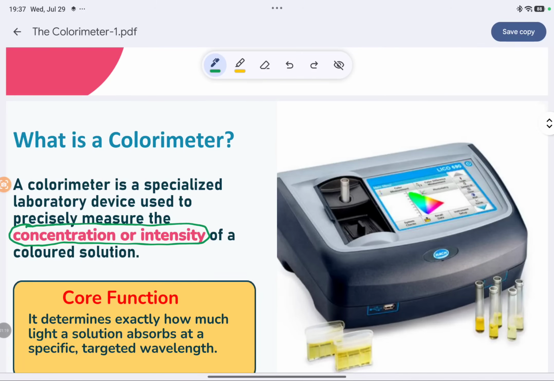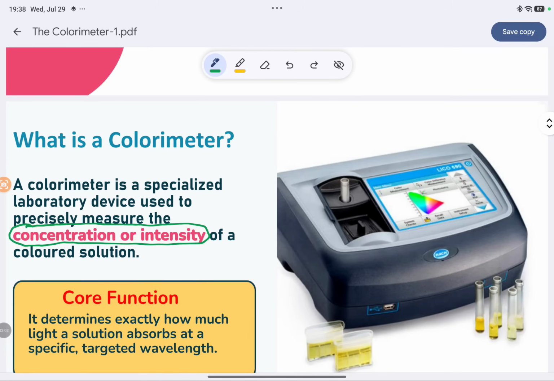It means that when we perform any experiment or serum analysis in the biochemistry lab to find the sugar, urea, or creatinine in the serum of a patient, we add some reagent into the serum and the color changes. So, to know the concentration and intensity of the colored solution, we use a colorimeter.